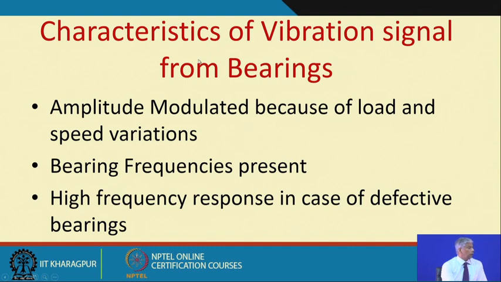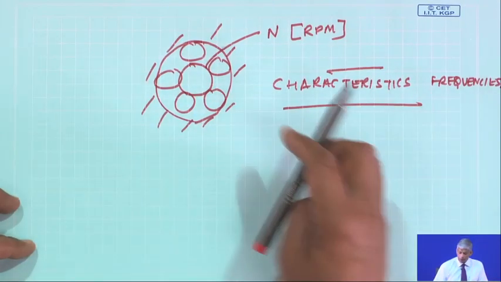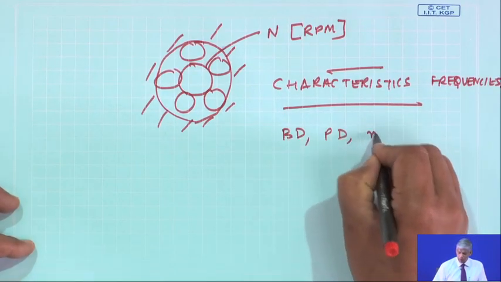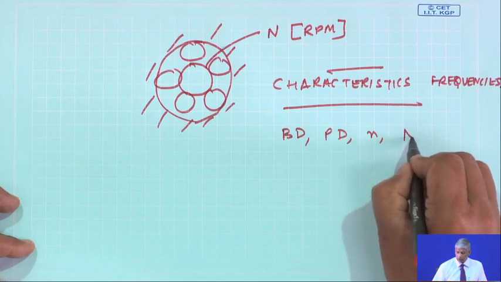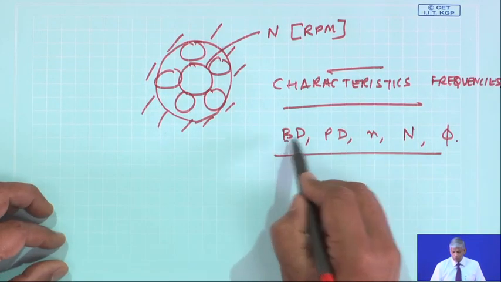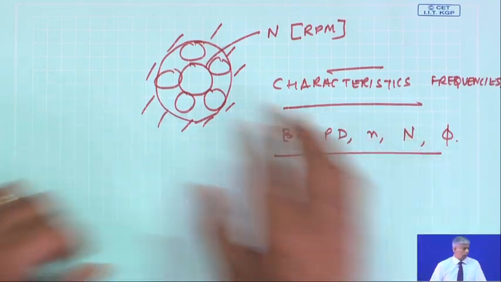examples. So, characteristics of vibration signals from bearings: amplitude and frequency modulated because of load and speed variations, bearing frequencies present, which depends on the geometry like the ball diameter, the pitch diameter, number of balls or number of loading elements, RPM, contact angle, etcetera. I will give you the equations, and these equations can be very easily found out from the equations of dynamics.